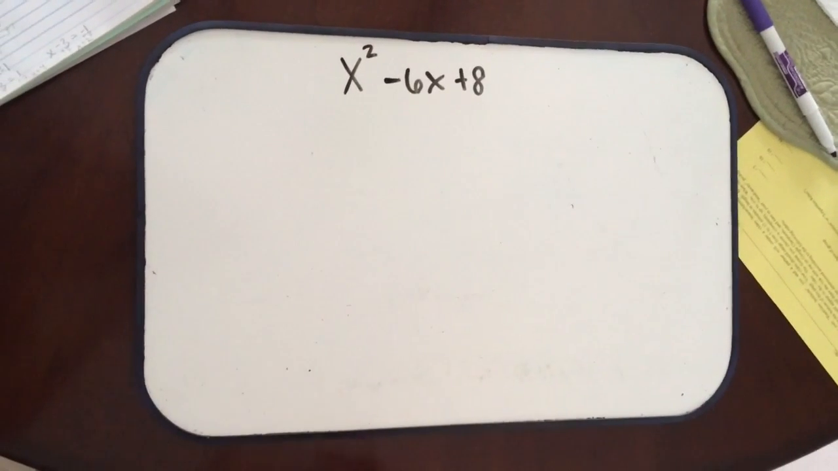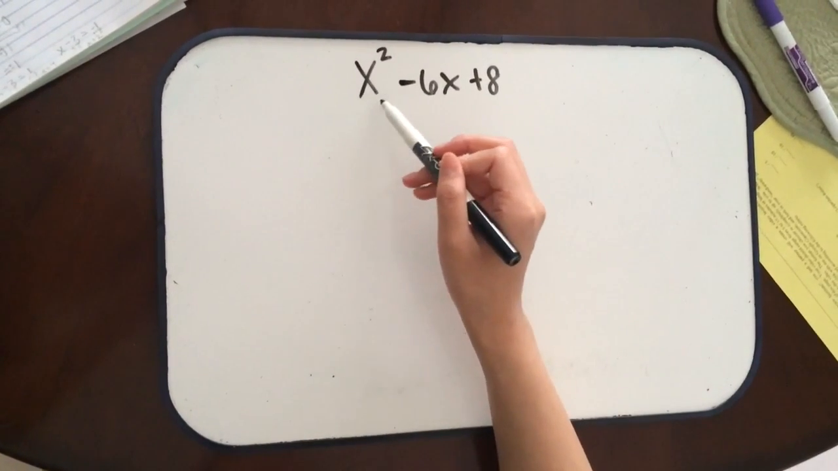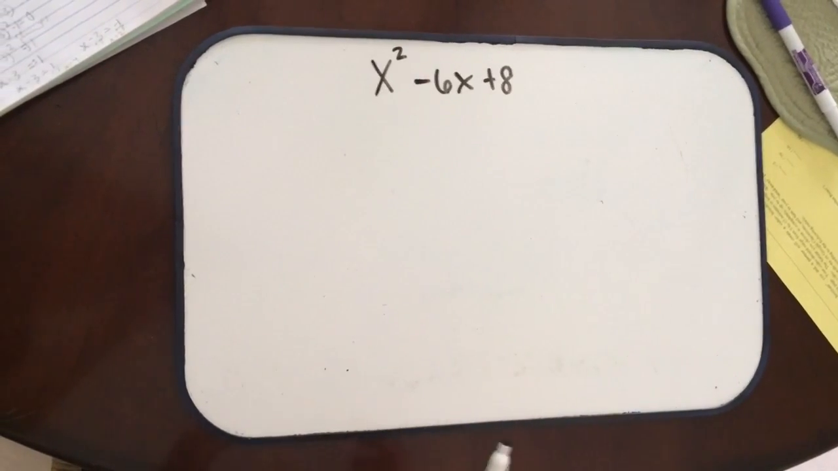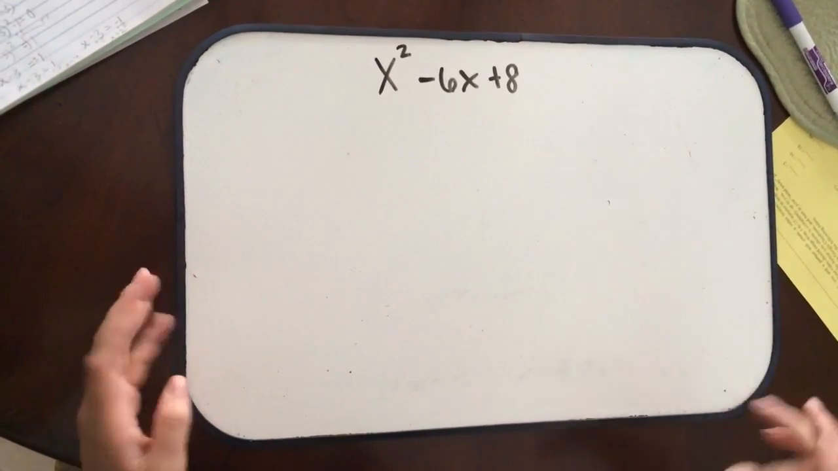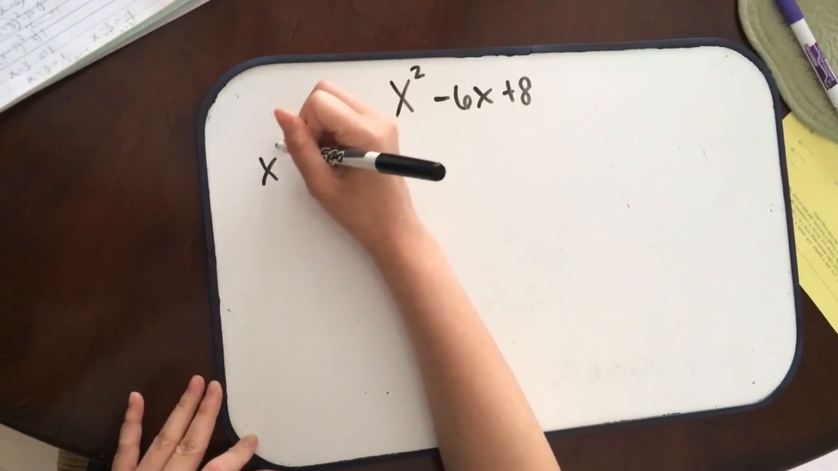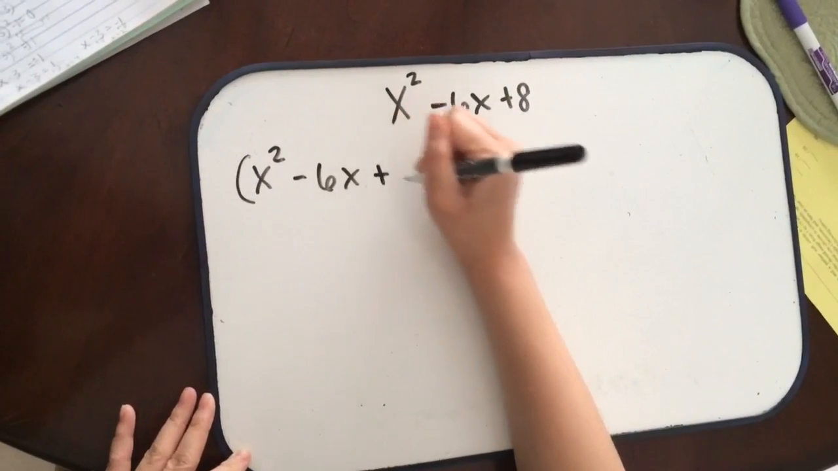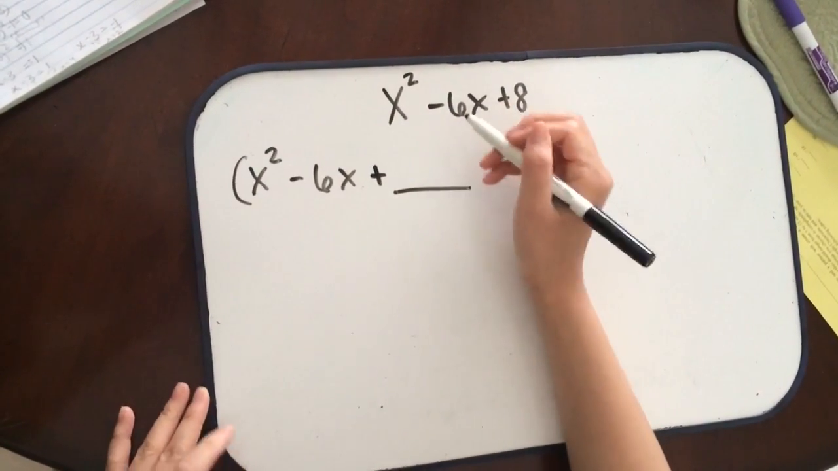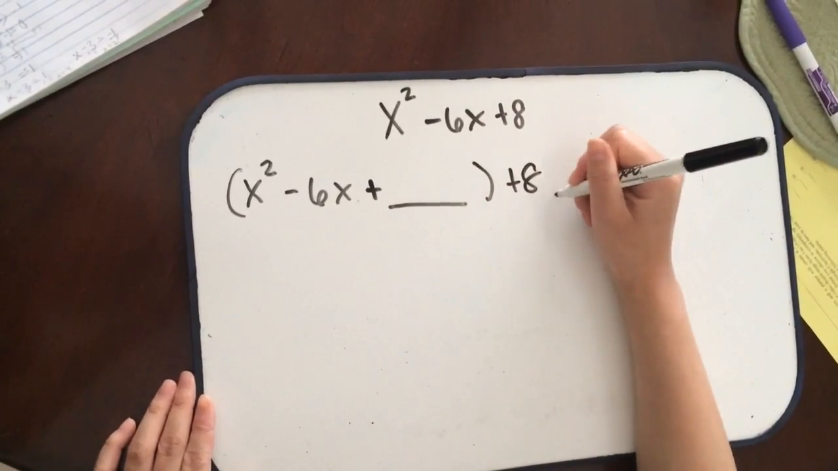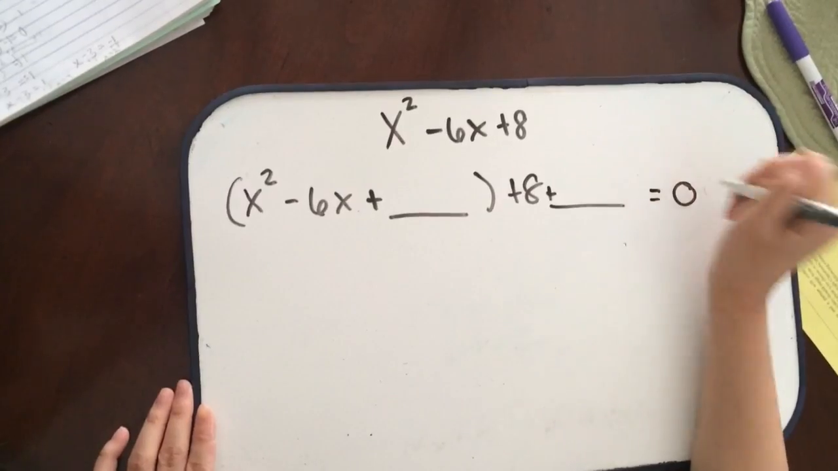This time we're going to solve it by completing the square. Usually you want the first term to have just a 1 as the coefficient, and if it doesn't, you just have to factor that out. Then you're going to take the first two terms and write them like x squared minus 6x and put it into parentheses plus another term that we're going to find, and then plus 8 and leave another space for another term we're going to find, and equal that to 0.